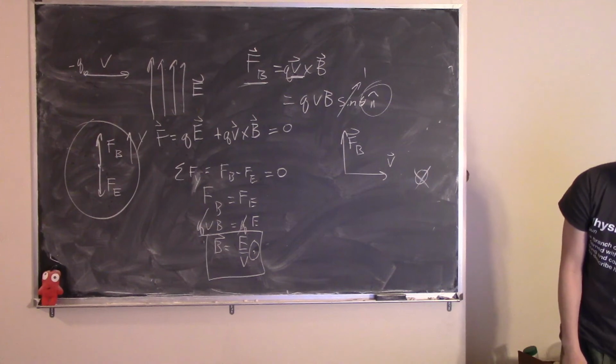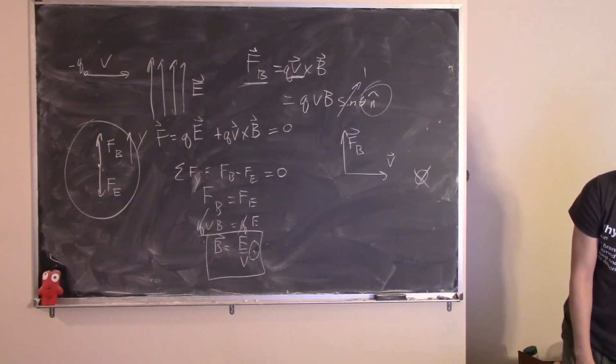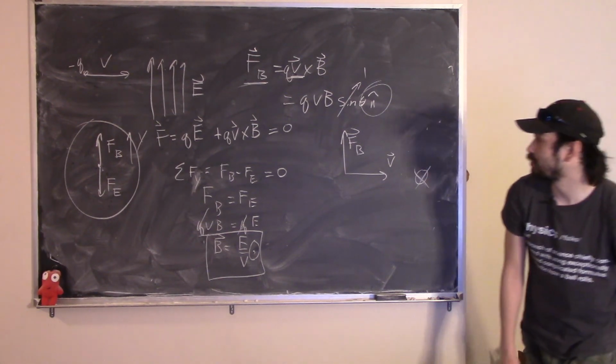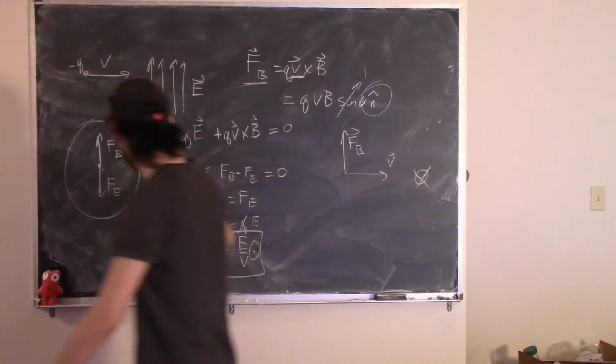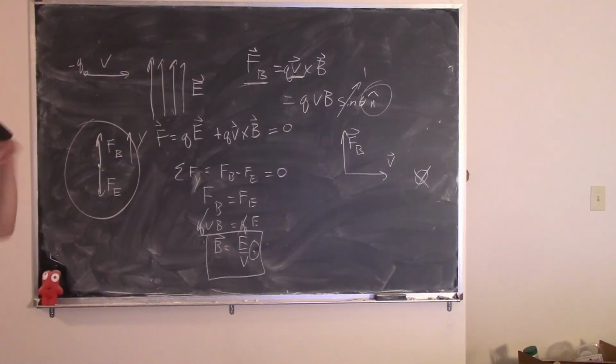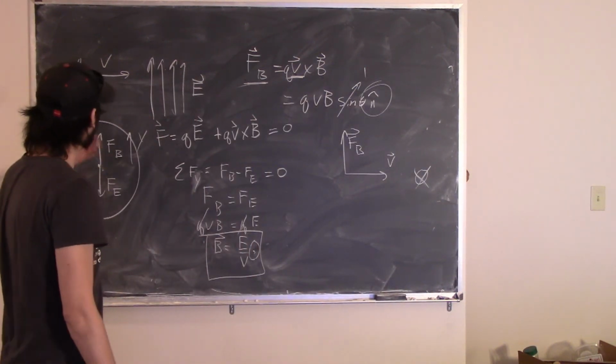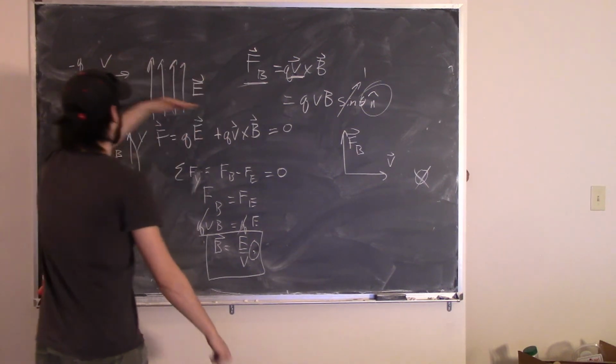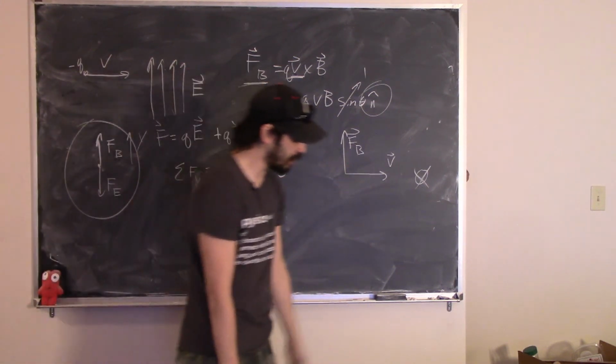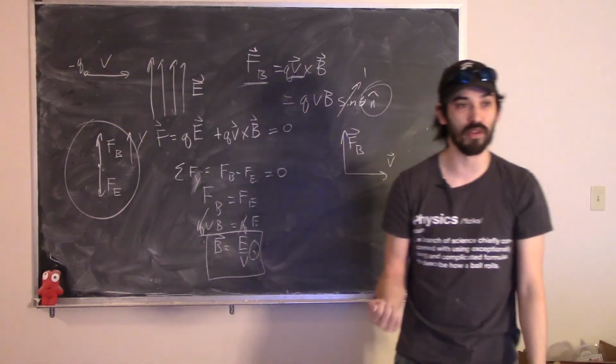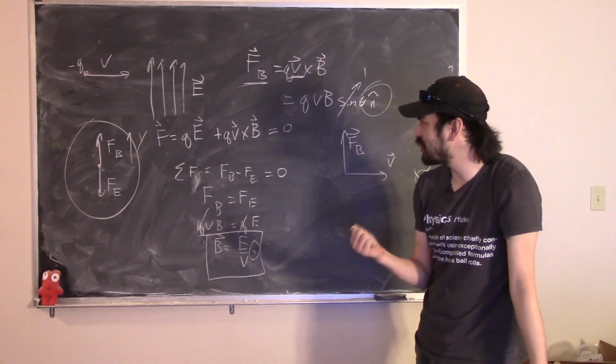Can I explain how you know F_B is pointing up, perpendicular to the V? Yeah, that's because in the statement of the problem, what I wanted was for this particle to move through undeflected. And what does it mean when I say undeflected? It means that the sum of the forces is equal to 0.